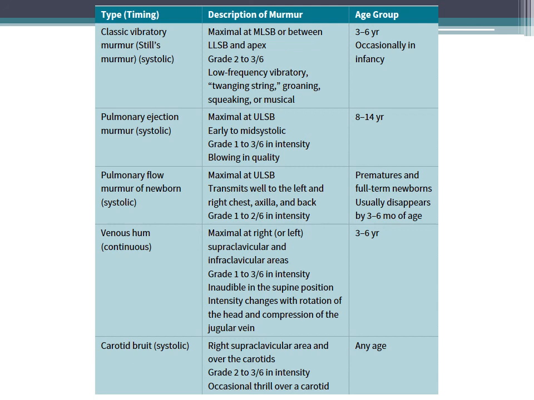It's going to be maximally audible at the left mid-sternal border or over the mid-precordium, between the left lower sternal border and the apex. It's generally of low frequency and best heard with the bell of the stethoscope when the patient's in the supine position. The murmur is going to be systolic ejection type, grade 2 to 3 out of 6 in intensity, and it's not going to be accompanied by a thrill or an ejection click.